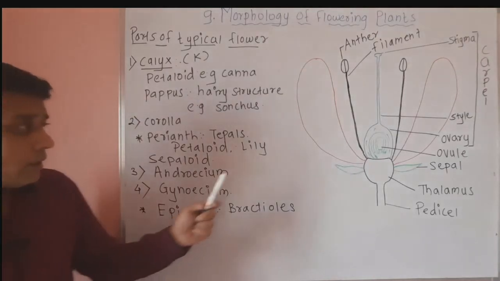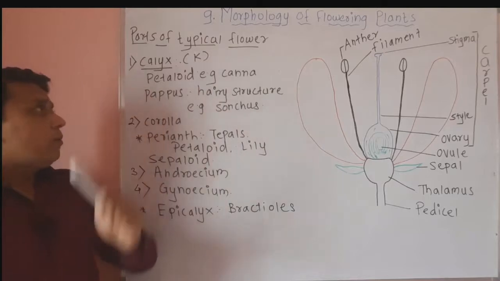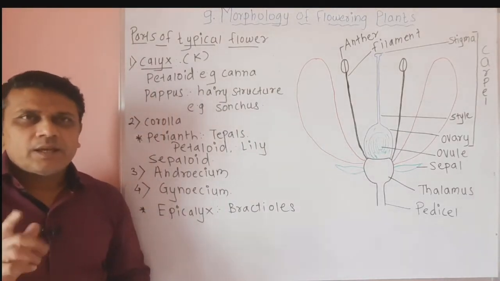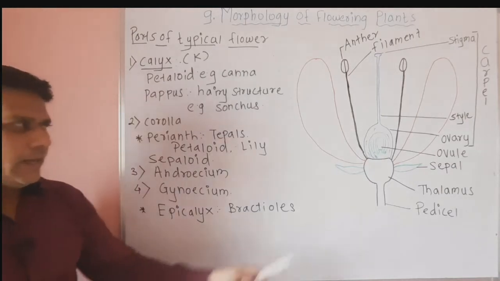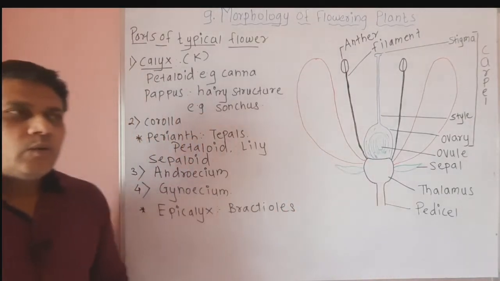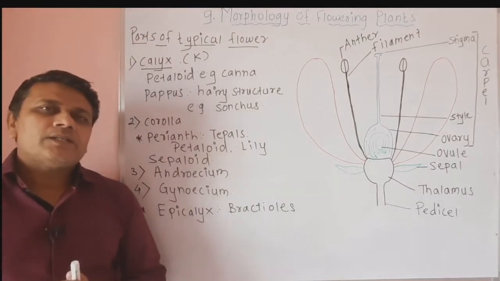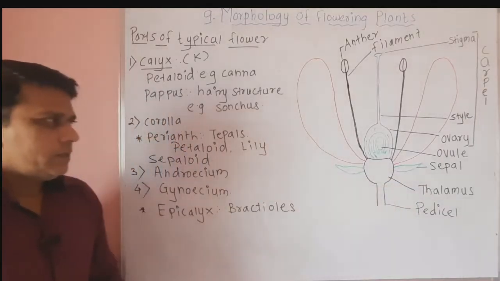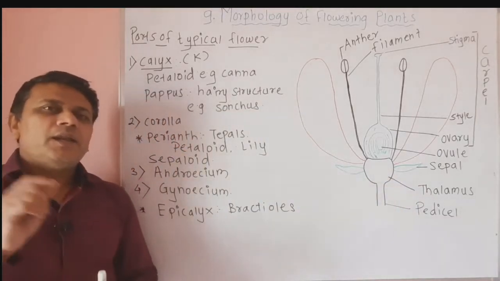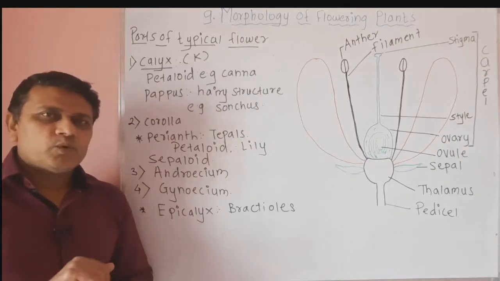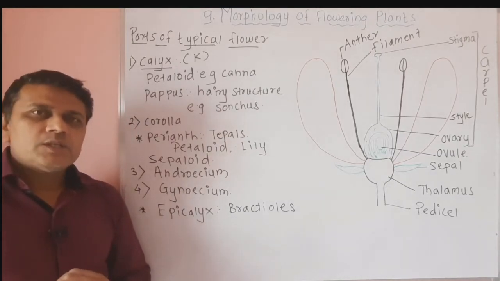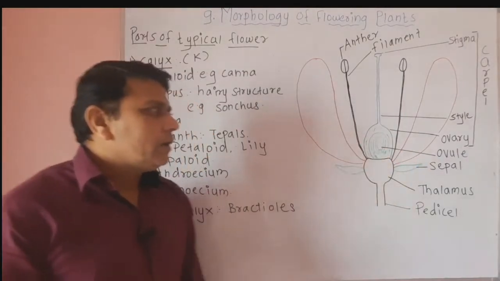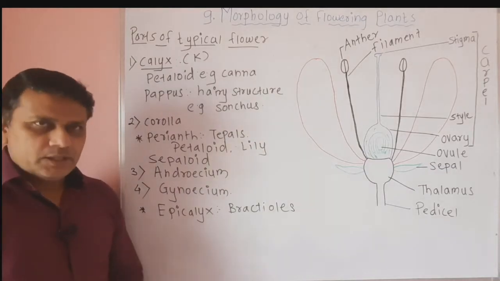Now the outermost whorl of the flower or the first whorl of the flower is called as calyx. Here in this diagram we can see calyx. Now the individual members of calyx are called as sepals. Here we can see the green sepals. So as it is green in color, it carries the process of photosynthesis. Similarly, calyx protects the inner part of the flower when the flower is in bud condition.